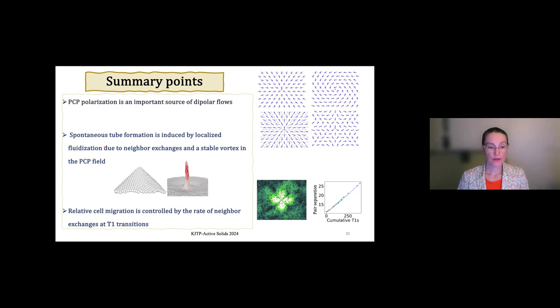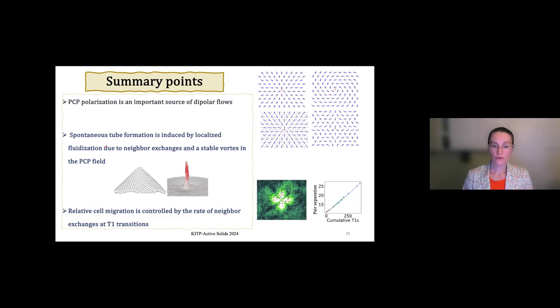I've also shown you that if we allow for 3D tissues, when the planar cell polarity is imprinted with the pin vortex at its site, that generates spontaneous dipolar flow. And the flow is more like a relaxational type if we don't allow for remodeling of the cell-cell connectivity, in other words, no neighbor exchanges. But interestingly, it forms tubes if we do allow for neighbor exchanges, so fluidization.